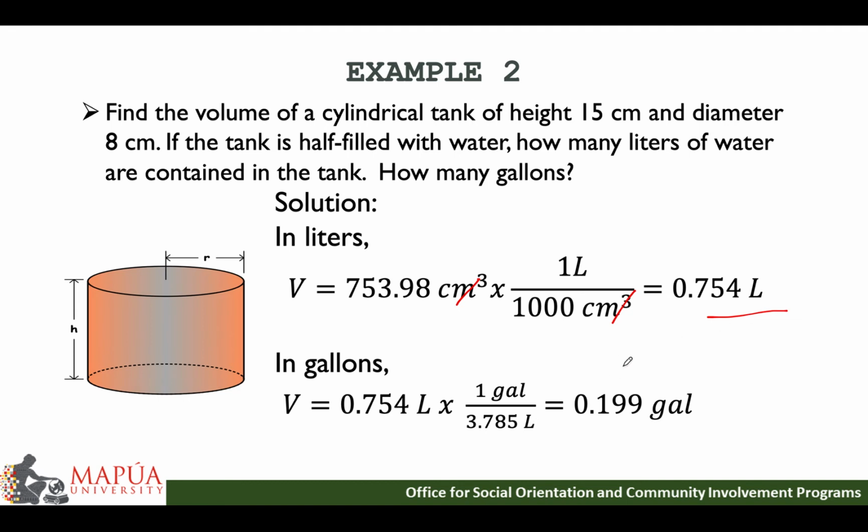And in gallons, using this result and the conversion factor of 1 gallon per 3.785 liters, the liters will cancel out. So 0.754 divided by 3.785, and the unit is in gallons, and that gives you 0.199. So the final answer is 0.199 gallons.